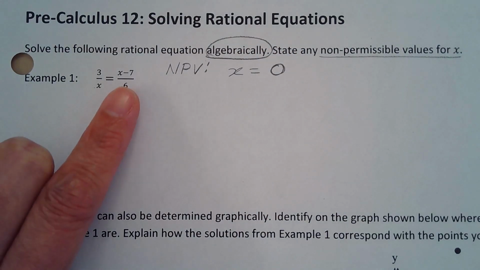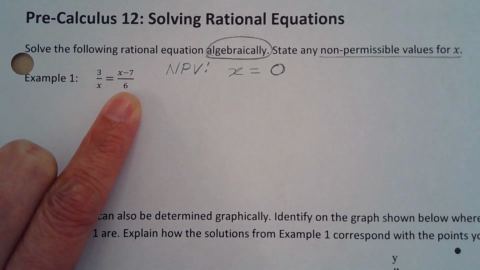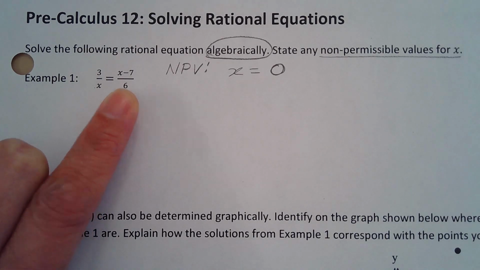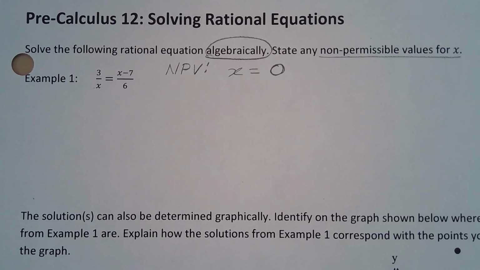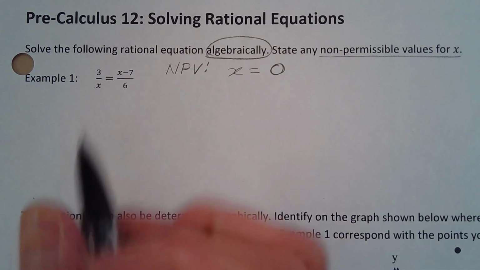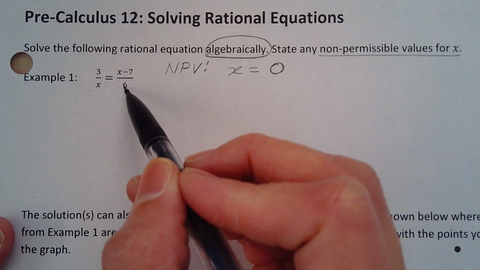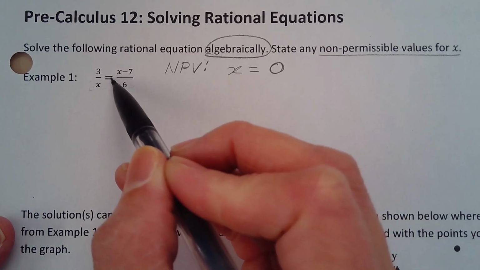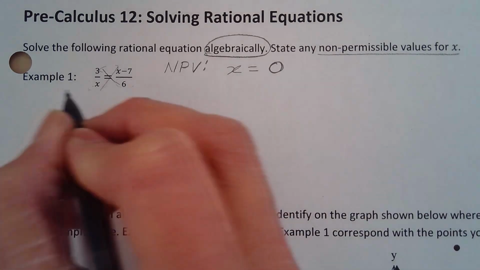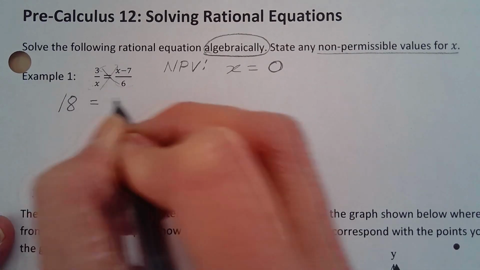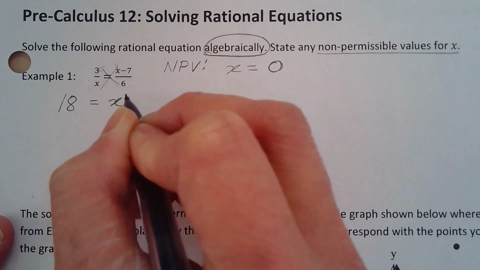Okay. So what we're going to do is solve for x. How do we do that? We're going to cross multiply. So we're going to get 18 equals x squared minus 7x. We're going to end up with a quadratic equation. When we do a quadratic equation, we bring the 18 to the other side, leaving one side equal to 0. So x squared minus 7x minus 18.